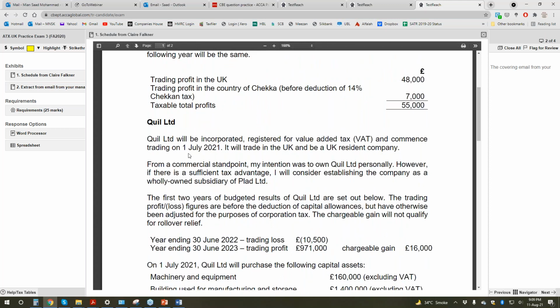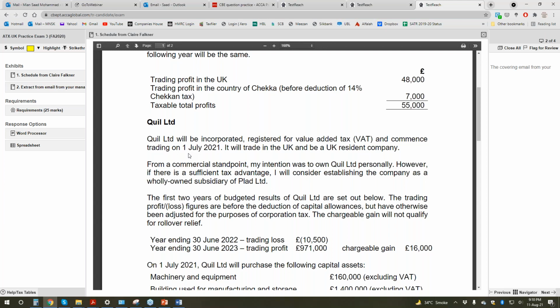Q Limited will be incorporated, registered for VAT and commence trading on 1st July 2021. It will trade in the UK and will be a UK resident company. That's fine. From a commercial standpoint, my intention was to own Q Limited personally. However, if there is sufficient tax advantage, I will consider establishing the company as a wholly owned subsidiary of P Limited.